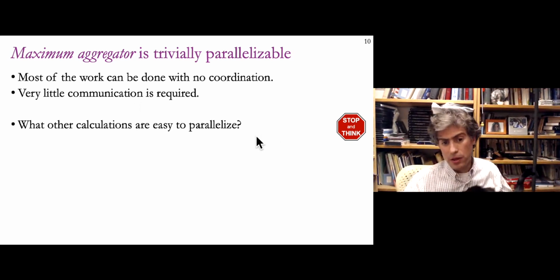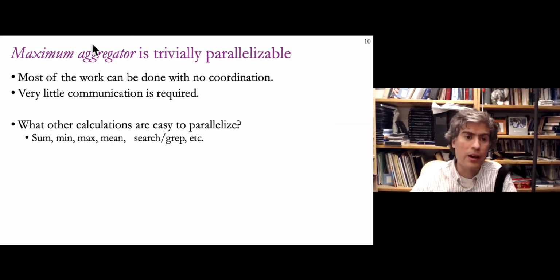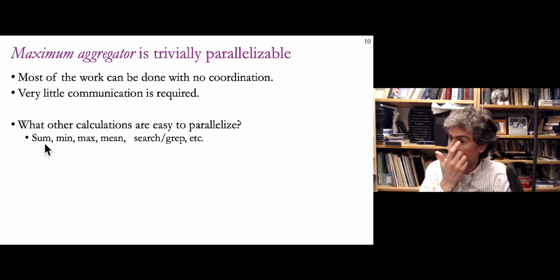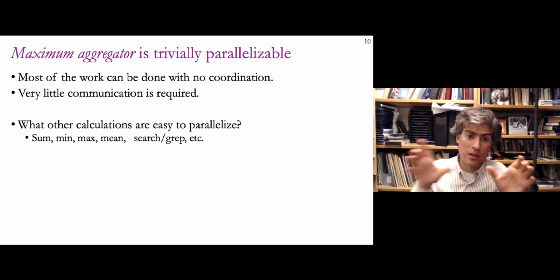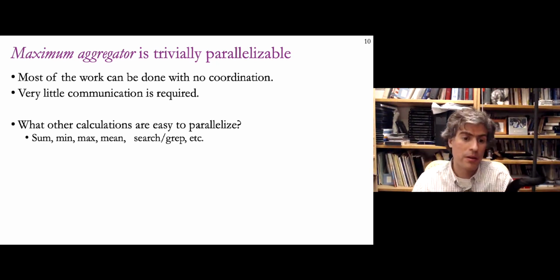I want you to stop and pause and think about what other calculations are like this that can be easily parallelized. What do you think? Well, there are other aggregators that are similar. Like, of course, I showed maximum. Minimum is another example. Summation is another one. If the sum of a set of numbers can be computed individually on the subsets, and then the sum of those can be made.